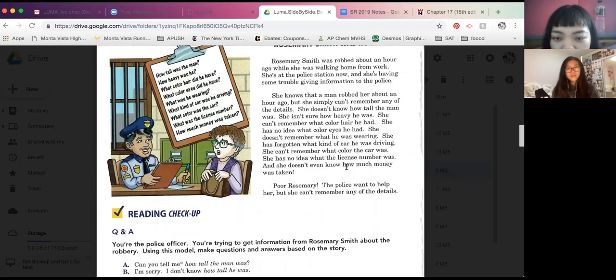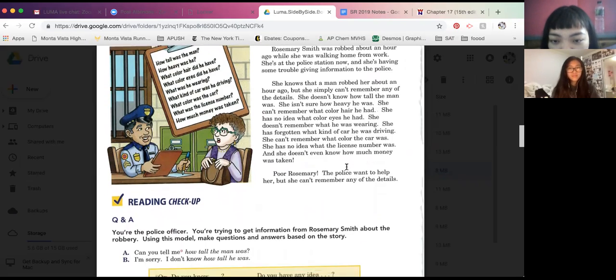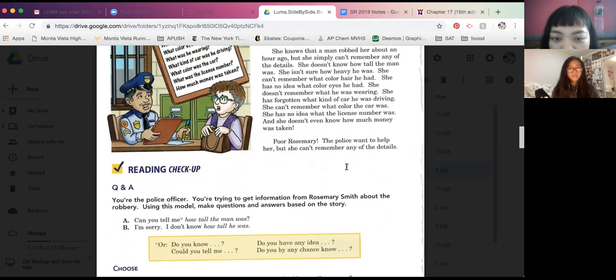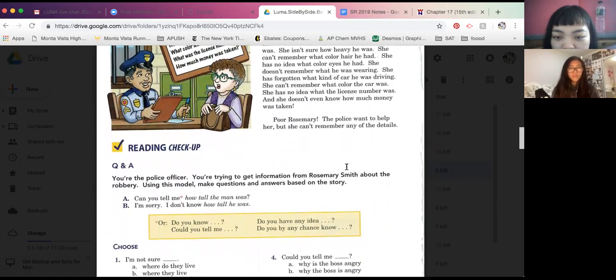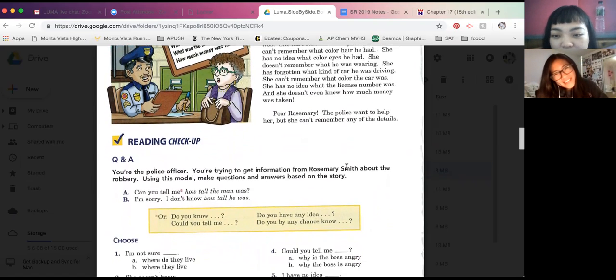She isn't sure how heavy he was. She can't remember what color hair he had. She has no idea what color eyes he had. She doesn't remember what he was wearing. She has forgotten what kind of car he was driving, and she can't remember what color it was. She has no idea what the license number was, and she doesn't even know how much money was taken. Poor Rosemary. The police want to help her, but she can't remember any of the details.